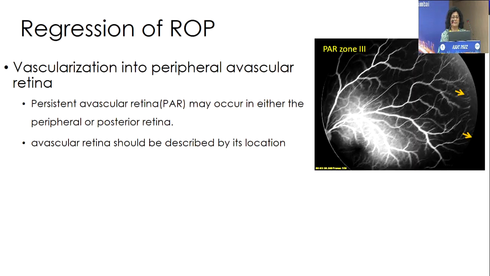There could be persistent avascular retina after regression, especially with anti-VEGF. If you have to document that, you have to document the zone in which you are seeing posterior persistent avascular area. Here it is persistent avascular zone 3.